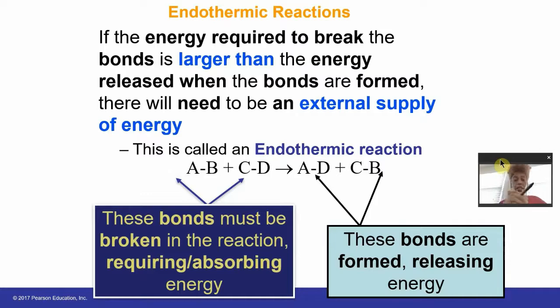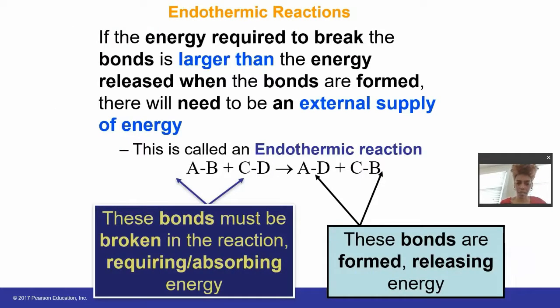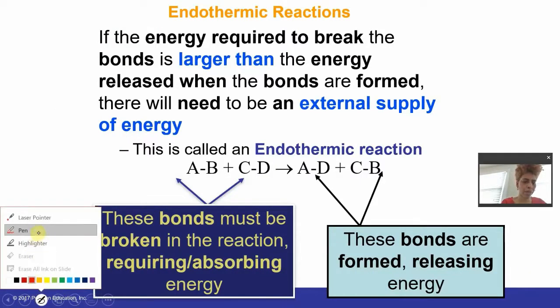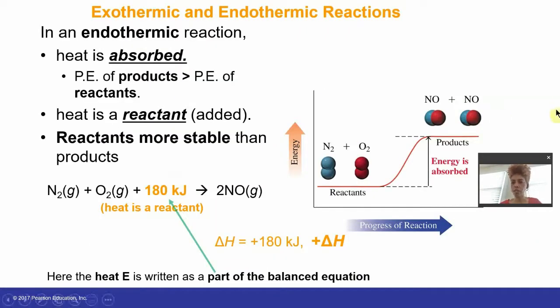Now, an endothermic reaction means that the energy required to break our bonds is larger than the energy required when those bonds are formed. So remember, we have to add energy into breaking these bonds, and then we release energy when new bonds are formed. So what that means is we will need an external supply of energy for this reaction to occur overall. Okay? So what does this look like?